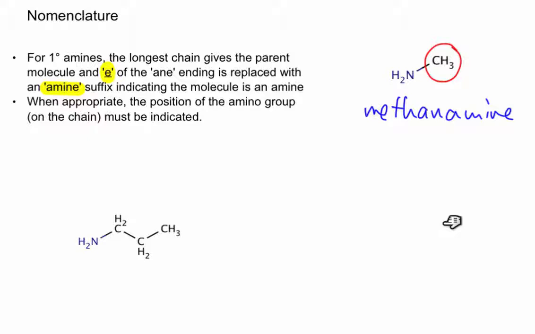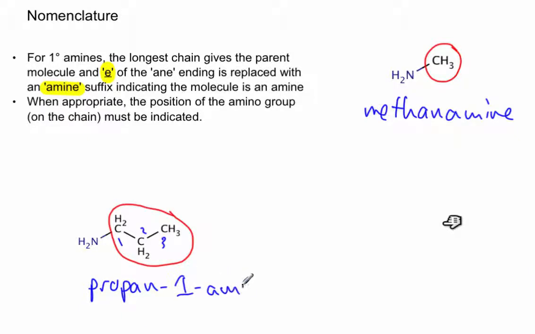Here's another example, and here is my longest continuous carbon chain. That's a 3 carbon chain, so that's a prop, so it's a propanamine, but now we have to indicate the position of the nitrogen as it attaches to the chain, because we have 1, 2, 3 carbons. And there's other possibilities, as we'll see in a minute. So we have to indicate position, so this becomes propan, you guessed it, 1-amine.